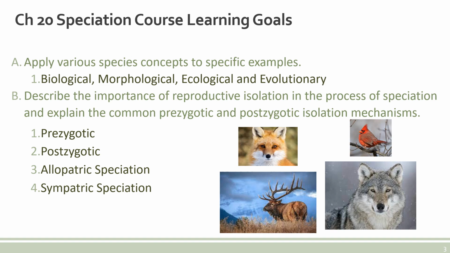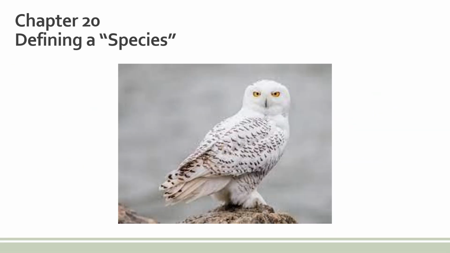After that, we are going to talk about reproductive isolation and the different types of reproductive isolation mechanisms that lead to new species. And then finally, we're going to talk about 2 processes by which speciation occurs. So the first thing we need to do is define what we mean by species.